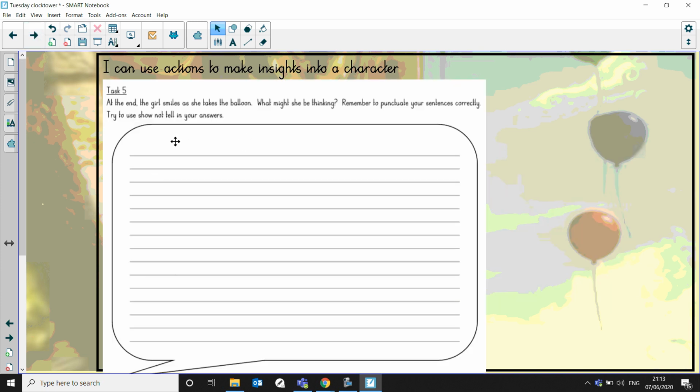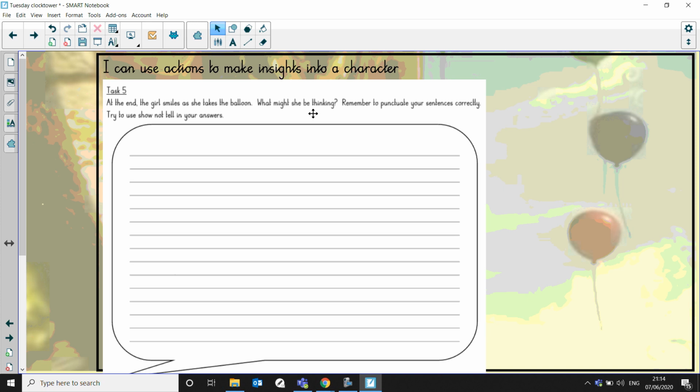And then at the end of the tasks today, you have got a bit of an internal thought process question. So the girl smiles as she takes the balloon. What might she be thinking? And obviously remember to punctuate your sentences correctly using commas or whatever. Try to use show not tell in your answers. So you can see this isn't going to be a 1-sentence job. Through the amount of lines, you're going to perhaps be having a range of emotions that she's experiencing.